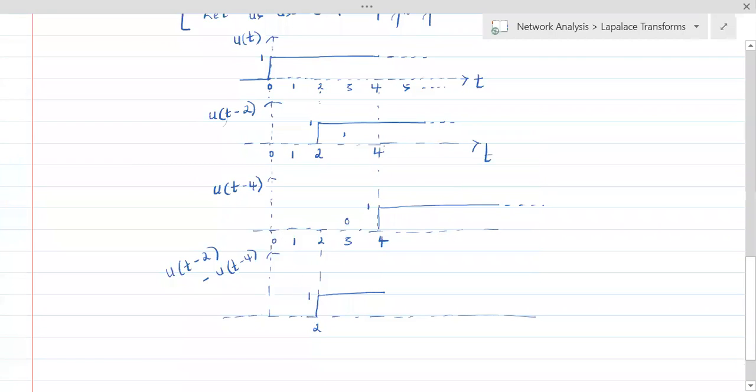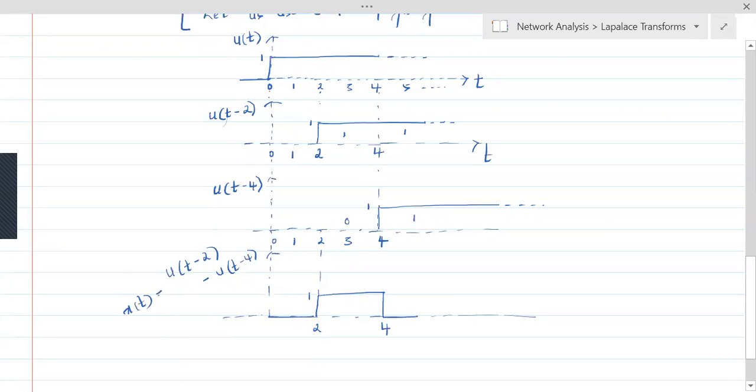From 4 to infinity, what's happening? From 4 to infinity, see here, this is 1. And from 4 to infinity, this also is 1. So you are performing 1 minus 1 from 4 to infinity. So this is what we are going to get. So this is your x of t.